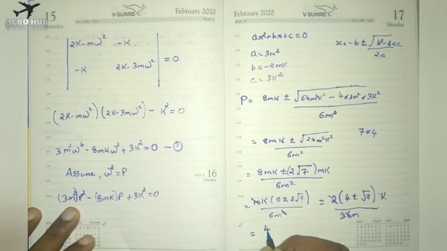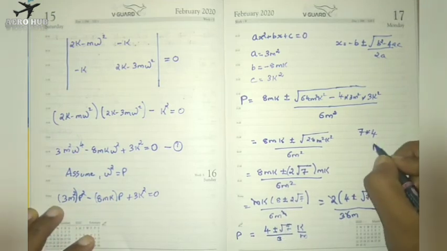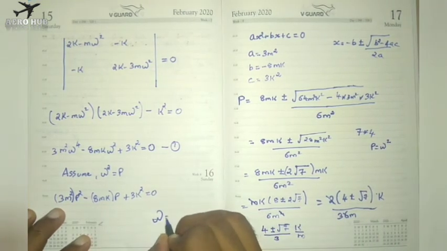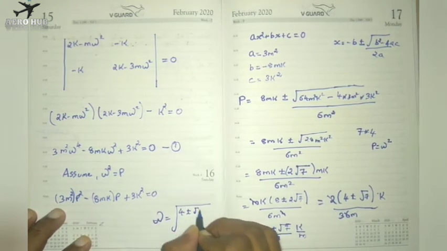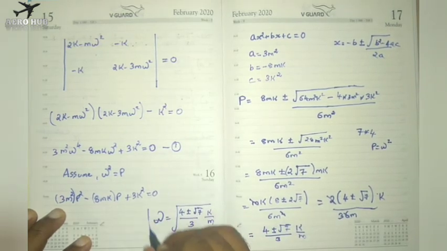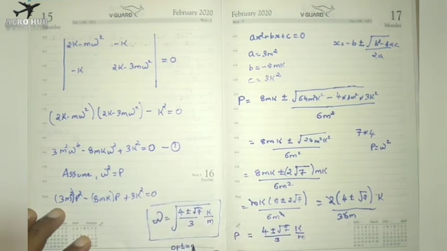So the value of p is 4 plus or minus root 7 by 3 into k by m. P is nothing but omega square. Therefore, omega will be equal to the root of the answer: root of 4 plus or minus root 7 by 3 into k by m. This is option number C.